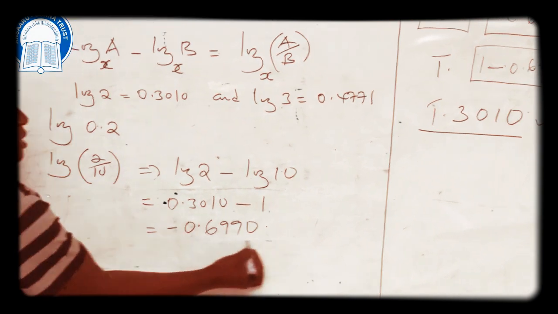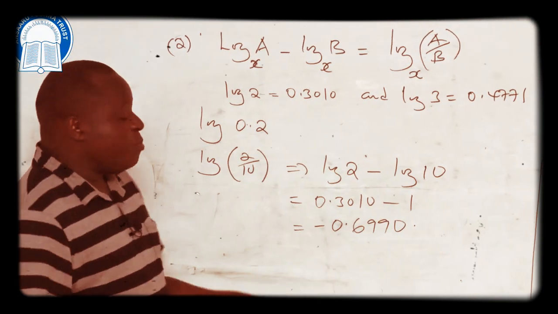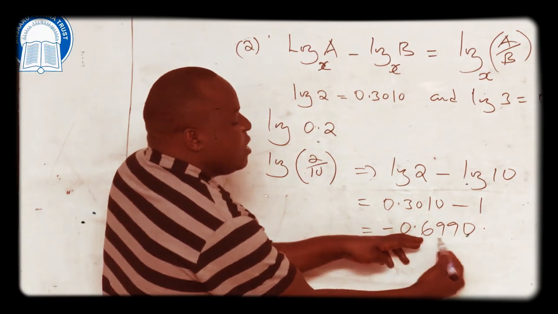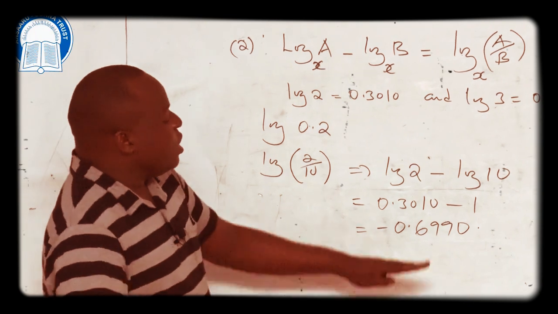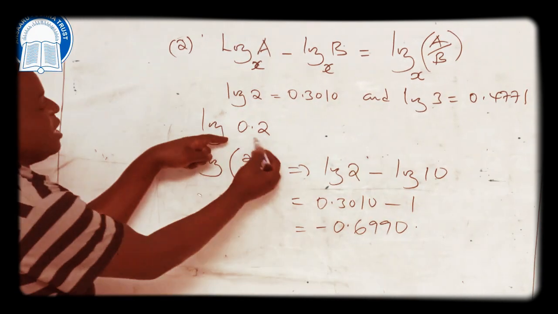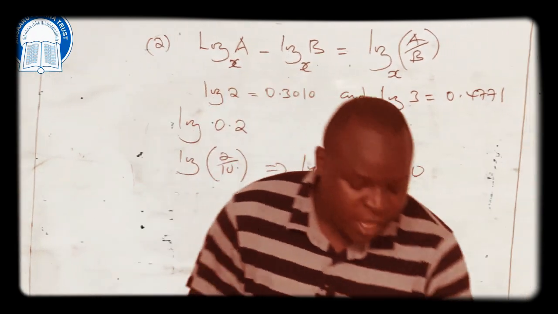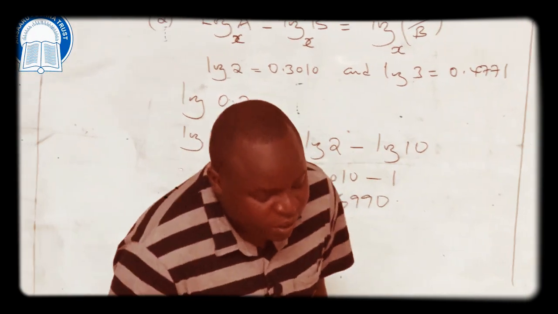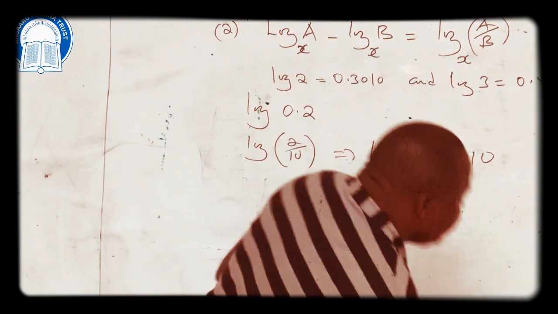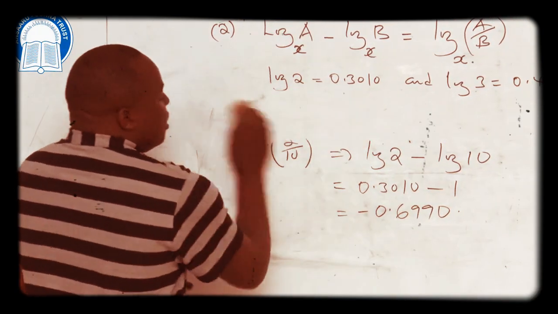Once you leave your answer in this form, it means you're wrong, because you're implying that the characteristic is negative and the mantissa is also negative. So that's not the correct way to give the answer. The final answer is this. So there is a trick in that. You should look at that and know how to deal with it. Okay, next one. Next, I'll show one more example, then move on to the next thing.